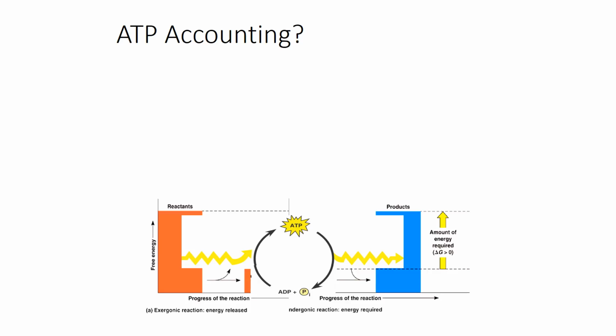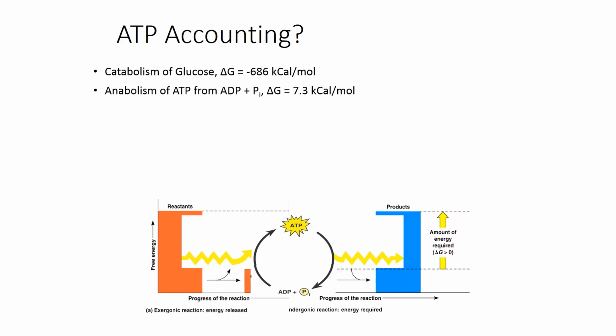So let's again look at this ATP accounting. The breakdown of glucose will have a delta G of negative 686 kilocalories per mole. And once again, that is an exothermic catabolic reaction, one that is spontaneous. To make a mole of ATP takes 7.3 kilocalories. Okay, so that is non-spontaneous. It is endothermic. It is anabolic.